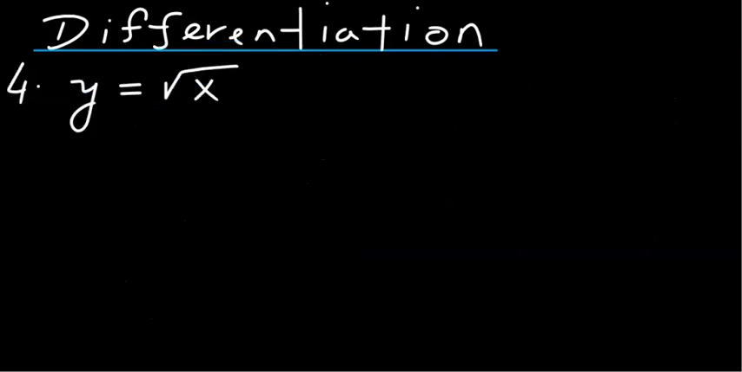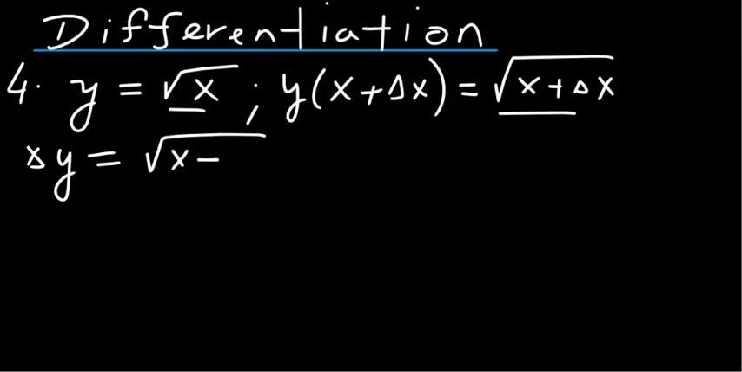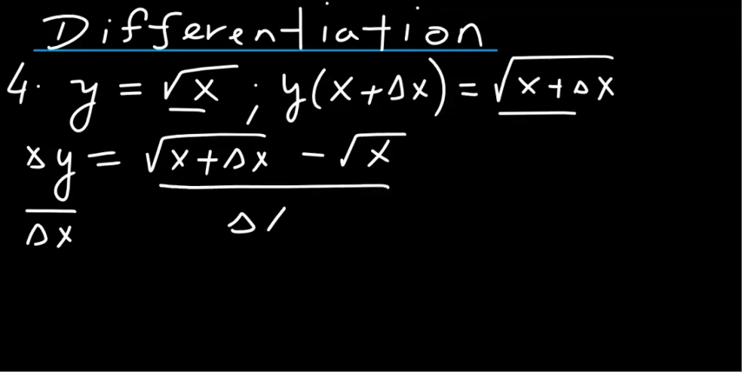Example 4. When y is given by that function, square root of x. Now that means y evaluated at x plus delta x is quite simply x plus delta x, square root of that. So delta y is this minus that. So square root of x plus delta x minus square root of x. And the ratio delta y over delta x is just that.